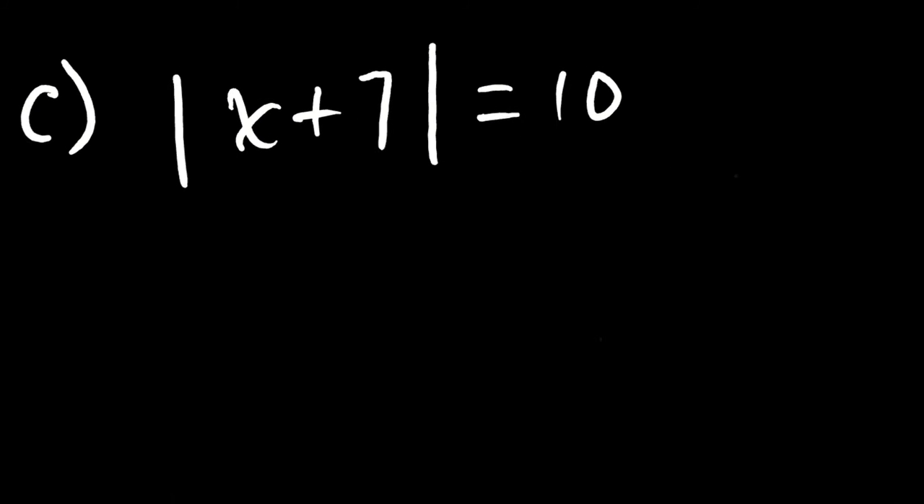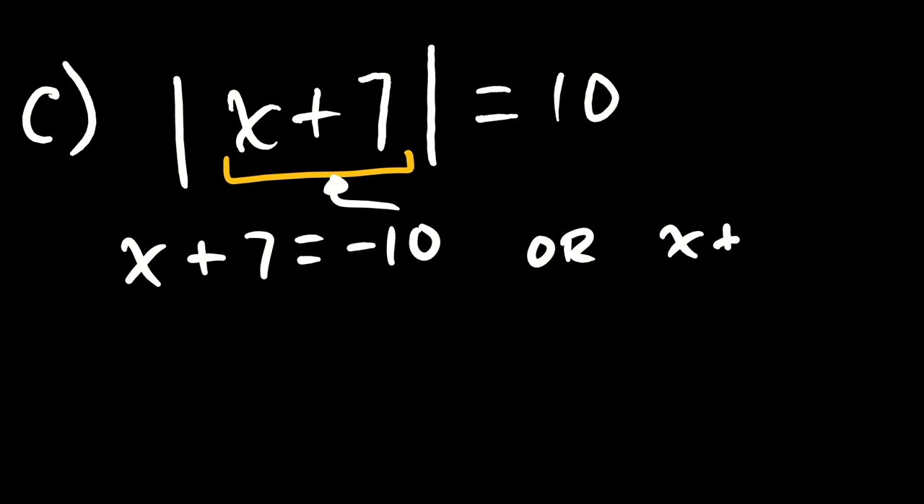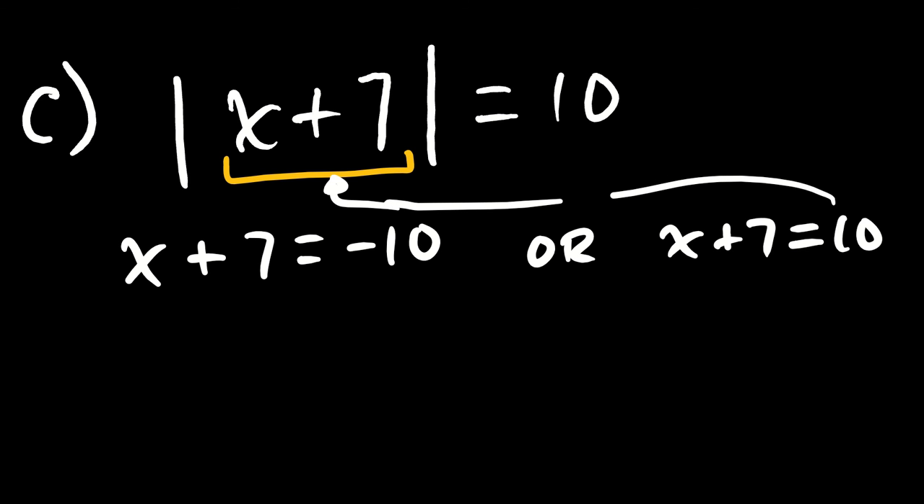So on C, again, looking inside this thing, the x plus 7, there are two things it can be. The x plus 7 could be the number negative 10. And think about it, it makes sense. If this thing was negative 10, then I would have the absolute value of negative 10, which would give me positive 10. Or the other thing that it could be is the x plus 7 could be a positive 10. And again, if I plug a positive 10 into this absolute value expression, the absolute value of that would be 10.